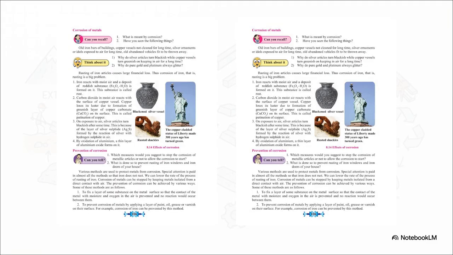Just look at the real-world destruction pictured here. Silver articles turn black because they react with hydrogen sulfide in the air to form a layer of silver sulfide. And consider the famous Statue of Liberty. It's actually clad in copper. Over the last 300 years, the carbon dioxide in the moist air has reacted with its surface to form a greenish layer of copper carbonate. This loss of luster, this gradual destruction, is what we call corrosion.